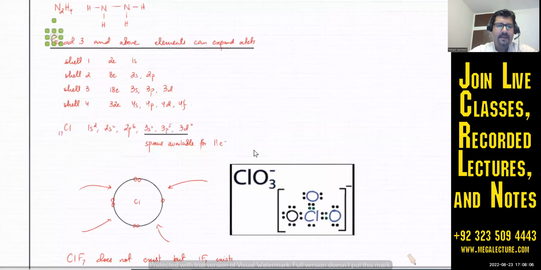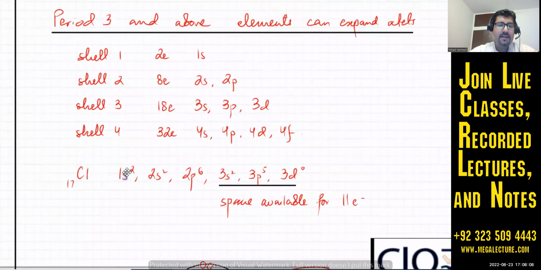Last time मैंने कहा था कि I told you that the octet rule, ठीक है, this octet rule, it's only applicable to shell number 2 elements, जो कि period 2 elements है, because they have a maximum number of 8 electrons. When you come to shell number 3, the maximum number of electrons, जो है, that could be greater than 8. ठीक है, it could be 18 as well.